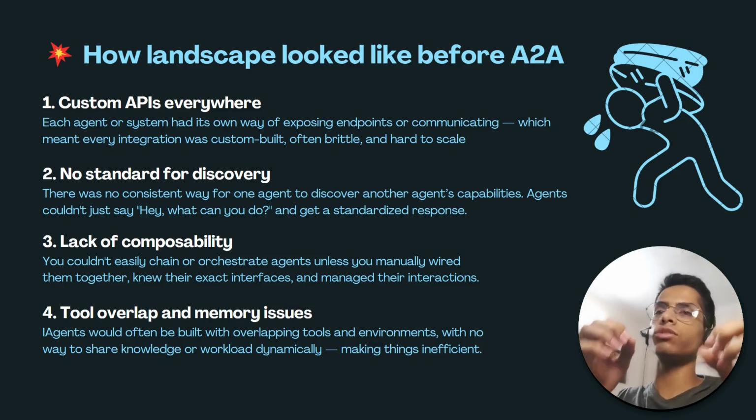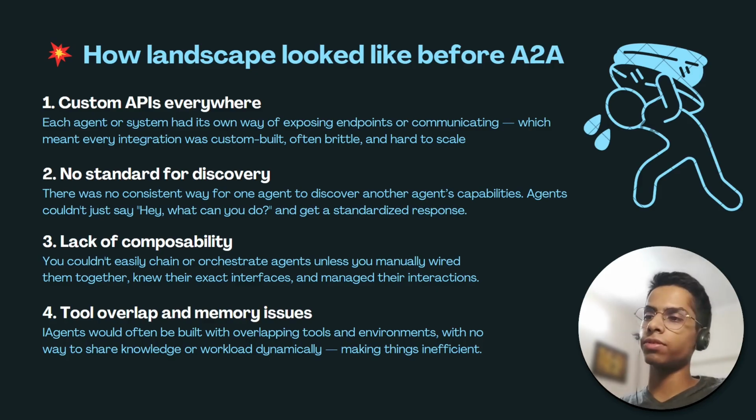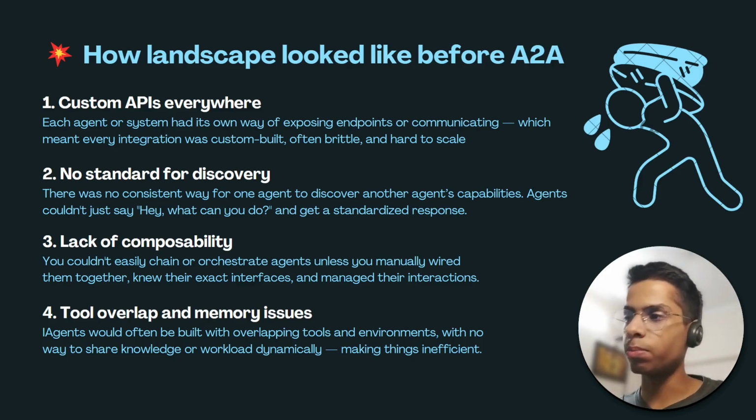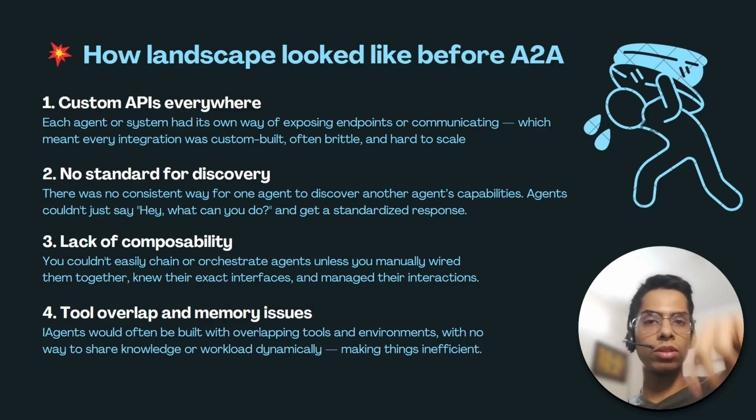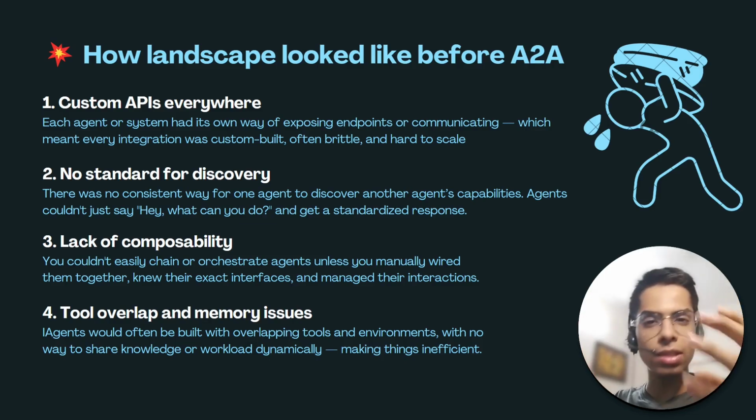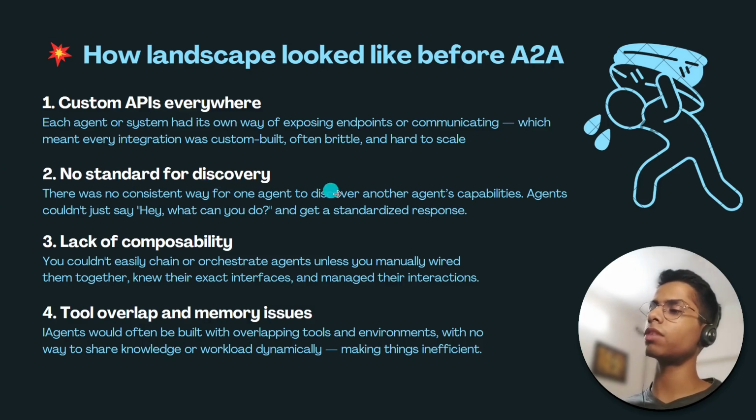This needs to be standardized, so developers don't need to come in and integrate the communication every single time, customly building their own standard for just these two agents, like how they're going to talk to each other. Building that custom every time is just a mental frustration sometimes. And the second point is that there is no standard for discovery.